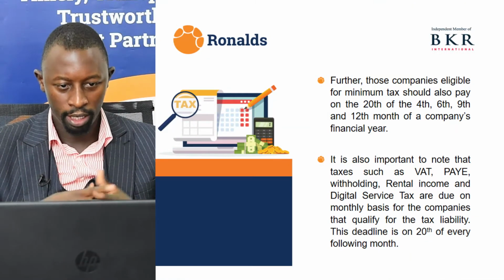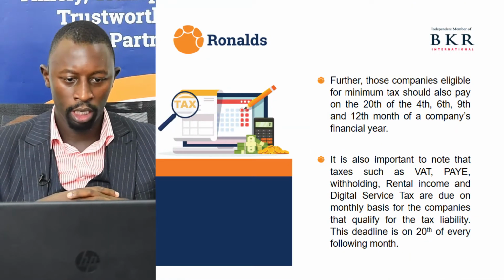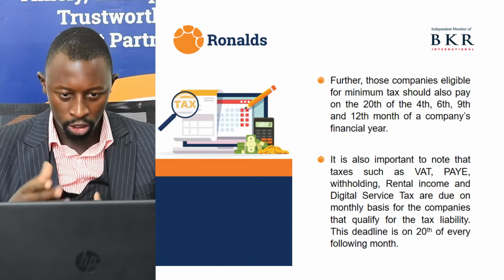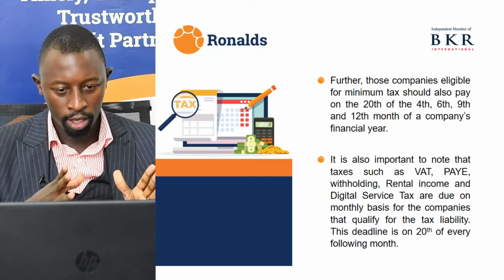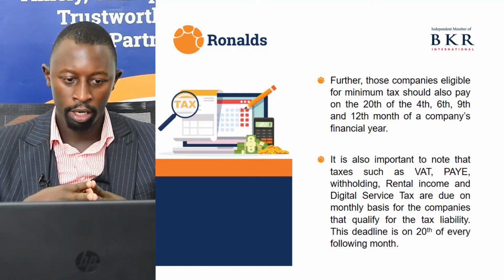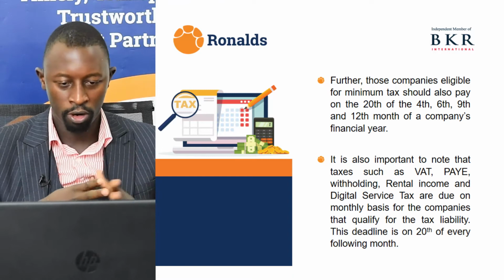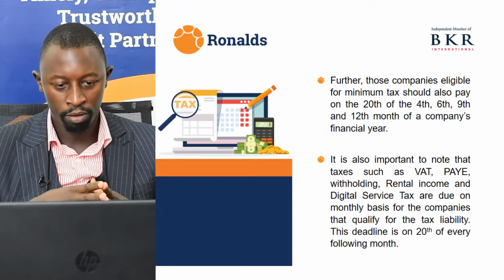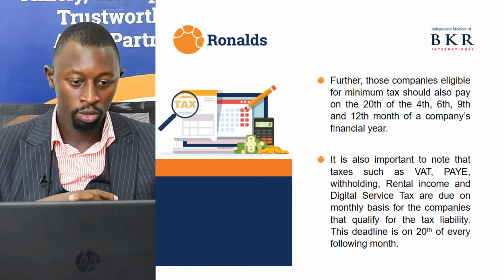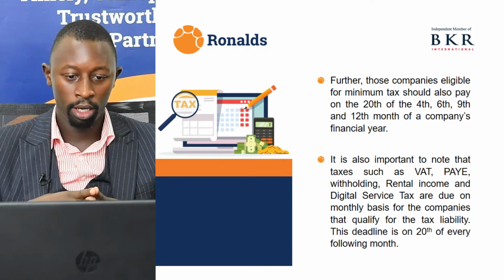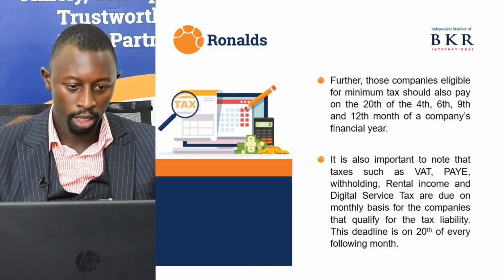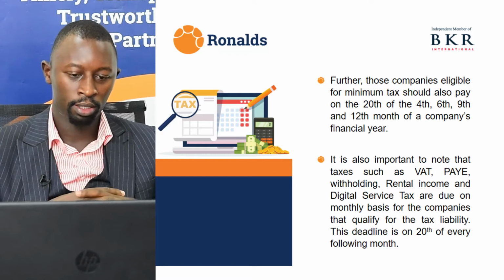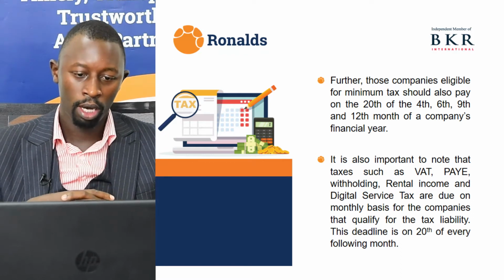Of course, for installment taxes, the tax period is usually the 4th, 6th, 9th, and 12th month of the company's financial period. So this is when installment taxes are due. And so if I can use the most common example again, for companies with a January to December accounting period, then installment taxes will be due on April 20th, June 20th, September 20th, as well as the last installment being due on 20th of December.